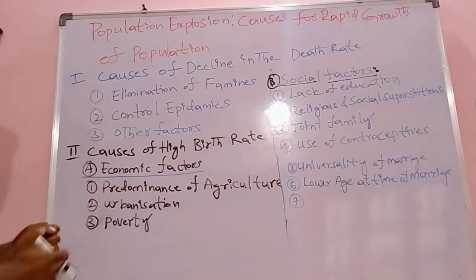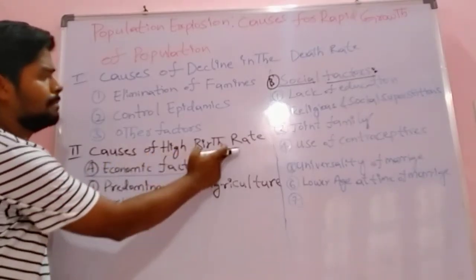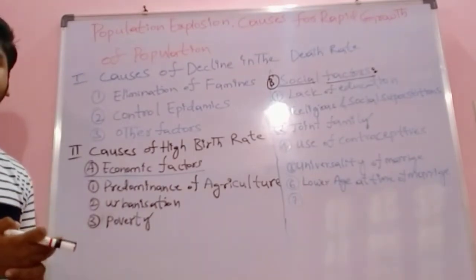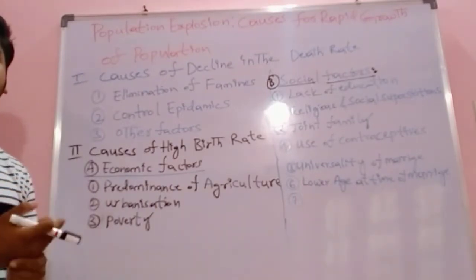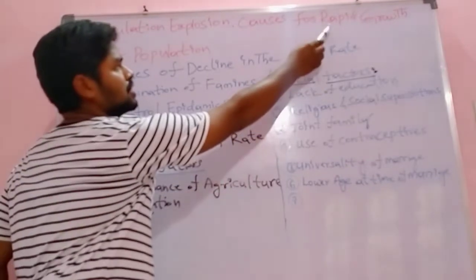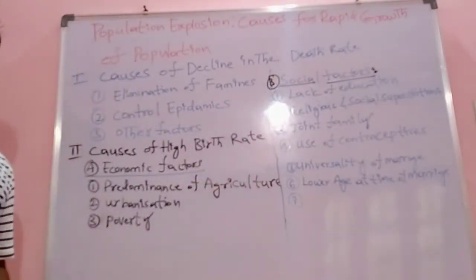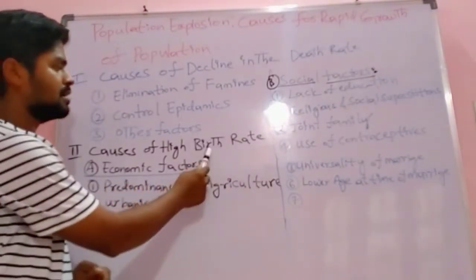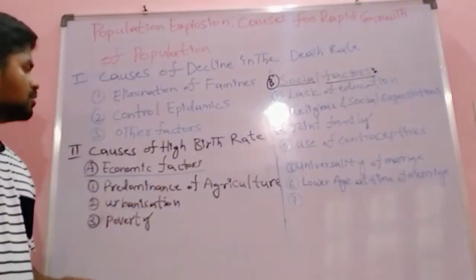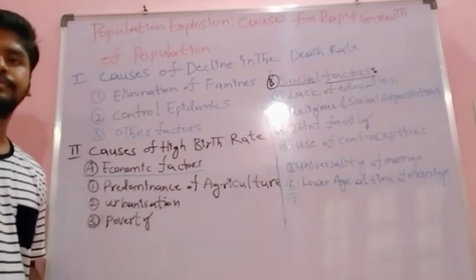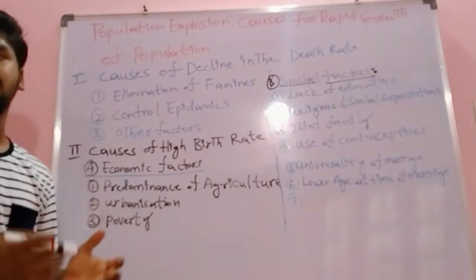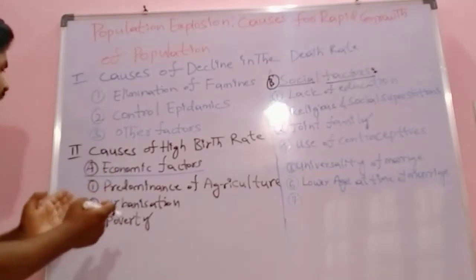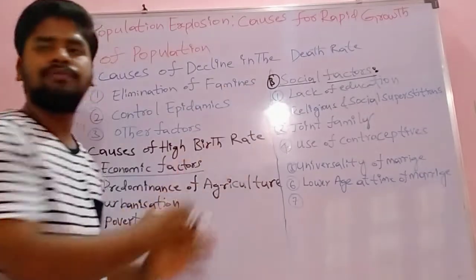And coming to the causes of high birth rate. Why a high birth rate in India? Why high birth rate? The growth of rapid population here. Rapid population growth means the population is growing very high, which is based on the birth rate. Right. So the birth rate is very high. What are the factors behind that? So there were two major factors, economic factors and social factors.